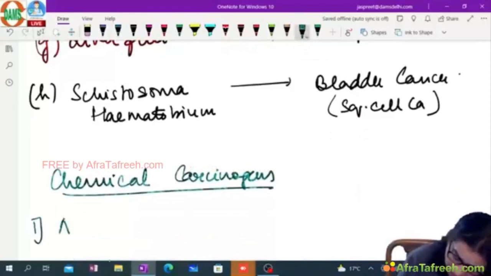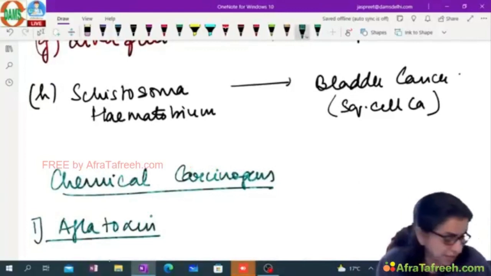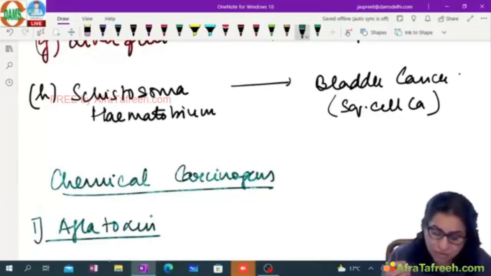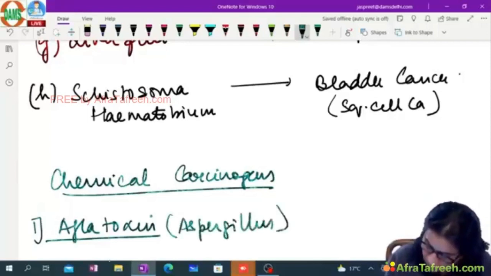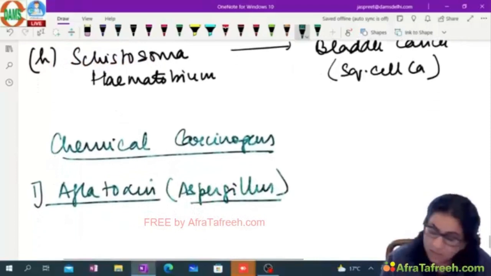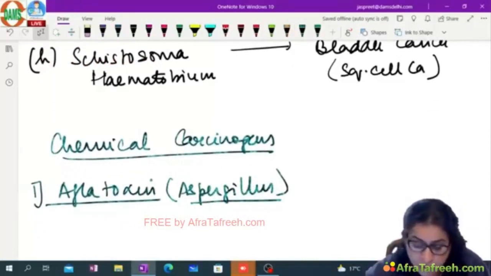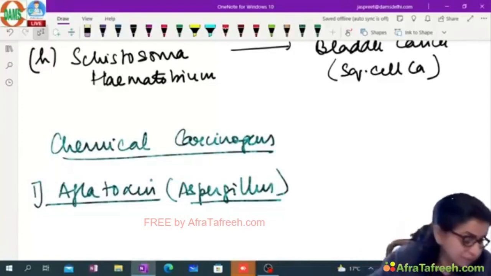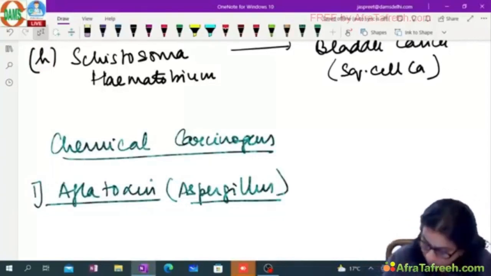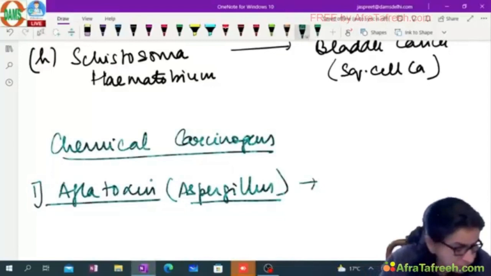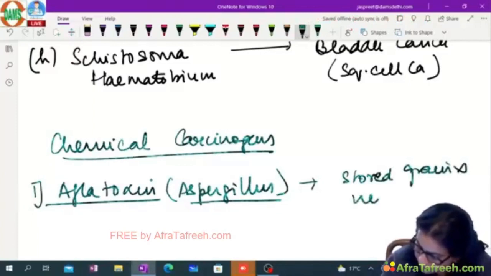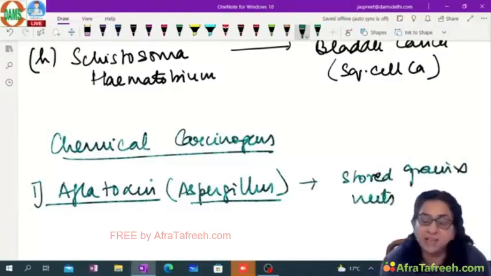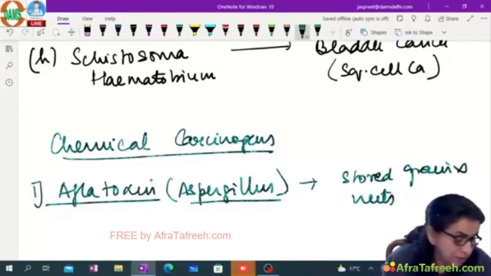In chemical carcinogens, number 1, aflatoxin. Aflatoxin actually is not a chemical, it is like an organic chemical. Aflatoxin is produced by the fungus Aspergillus. And where does this fungus grow? In stored grain and nuts. So Aspergillus can grow in stored grain and nuts.